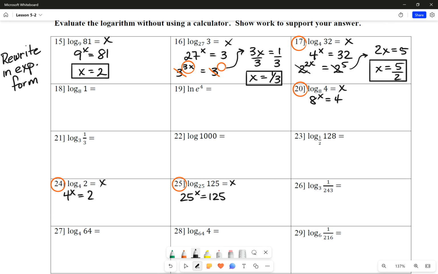Okay. 8 and 4, they are on the chart under the base of 2. So 2 to the third power is 8. Bring down the x. 4 is 2 to the second power. I'm going to get rid of those 2's and be left with 3x equals 2. But I know in order to isolate x, I need to divide by 3 on both sides. So x is going to be 2/3.